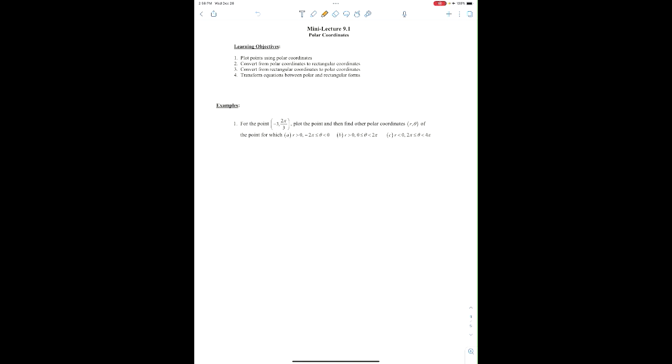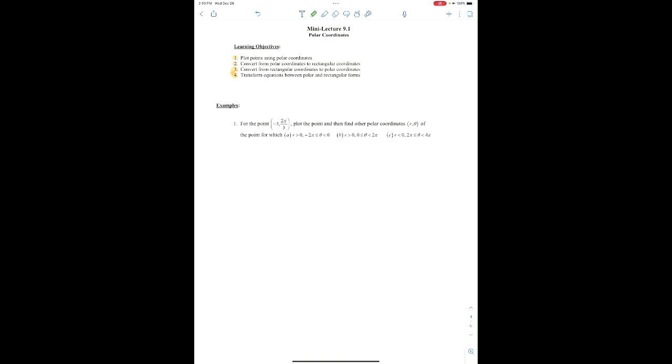Our objectives in this section are to plot points using polar coordinates, convert from polar to rectangular, convert from rectangular to polar, and transform equations between polar and rectangular. So we're going to be going back and forth in polar form and what we already know, which is called rectangular form.